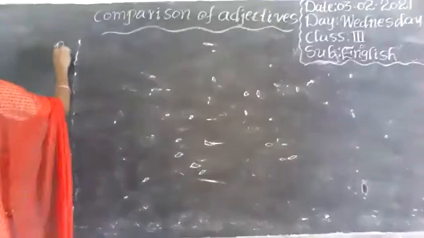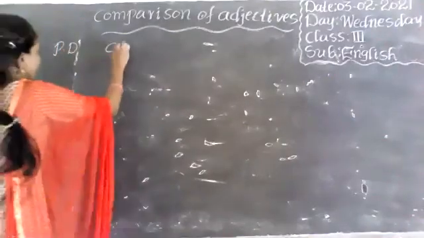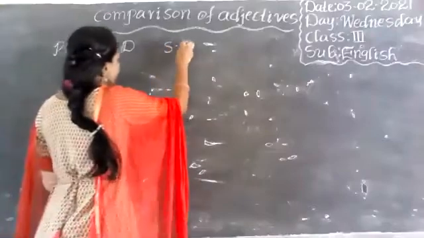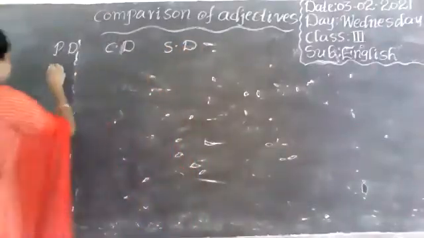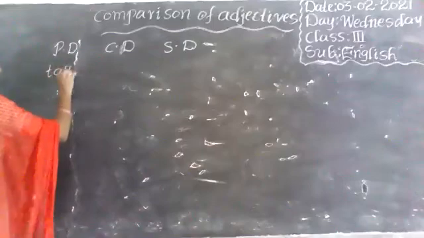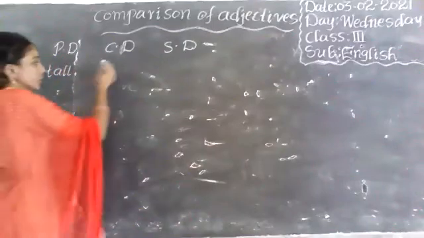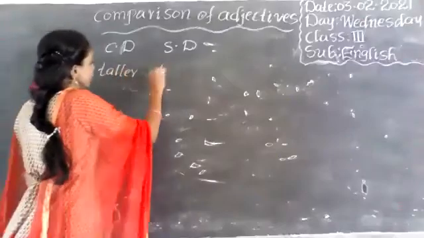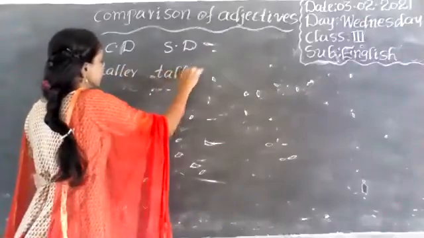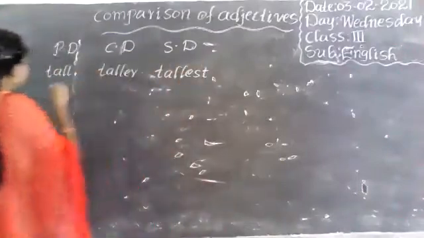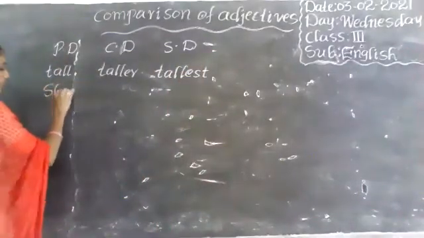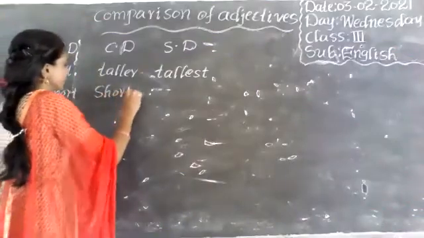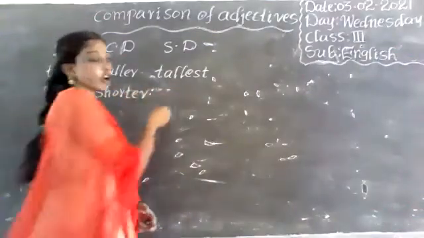Here, positive degree, comparative degree, superlative degree. Okay. So, positive, for example, tall. What is comparative? Taller. What is superlative? Tallest. For example, short. Comparative degree, shorter. Superlative is shortest.